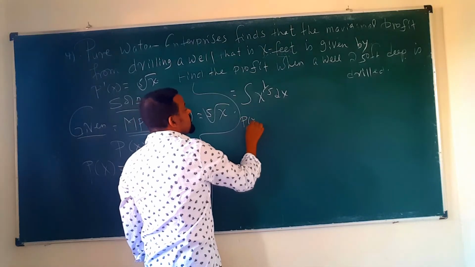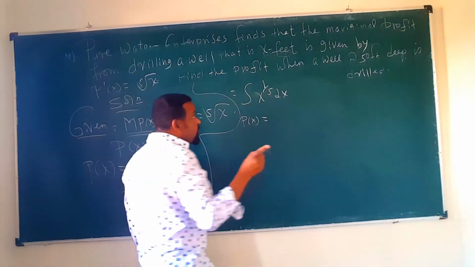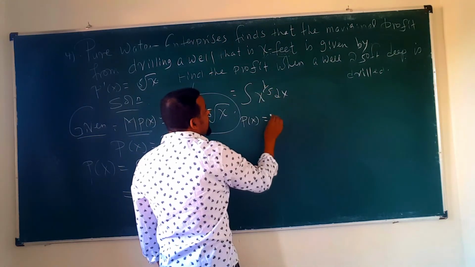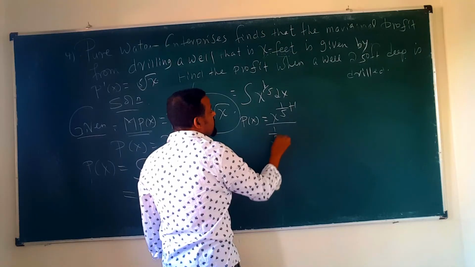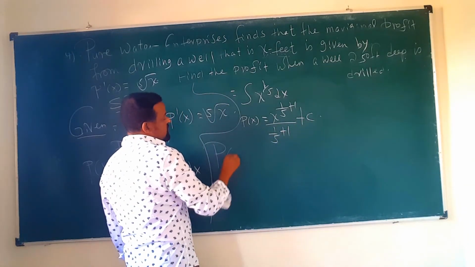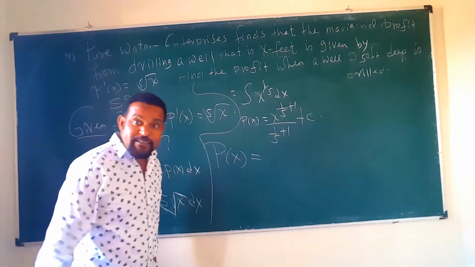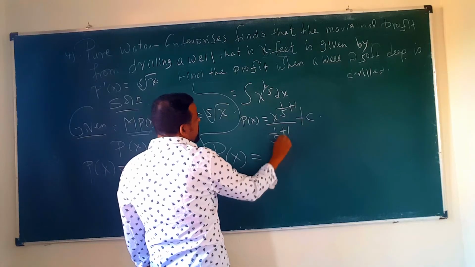So the profit function is the integral of x to the power of 1 over 5. By our rule, that is x to the power of 1 over 5 plus 1, over 1 over 5 plus 1, plus c. So the power is 1 over 5 plus 1, which is 6 over 5.